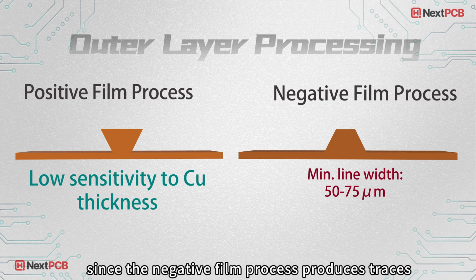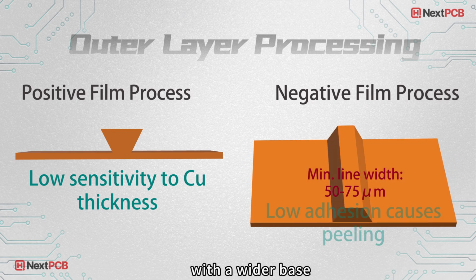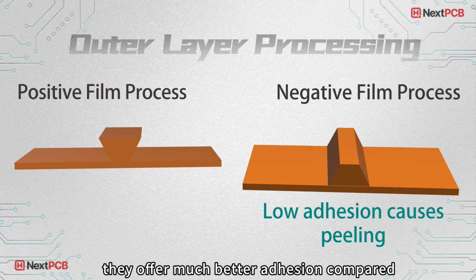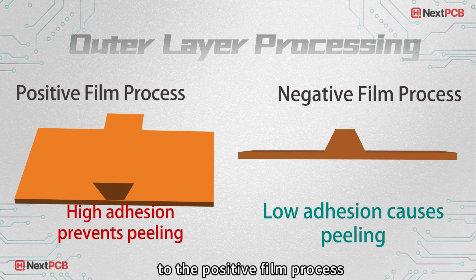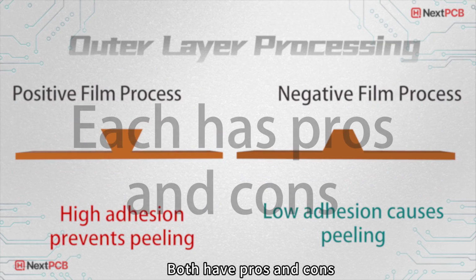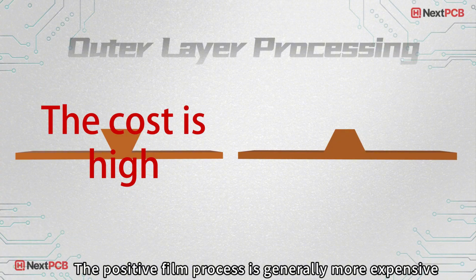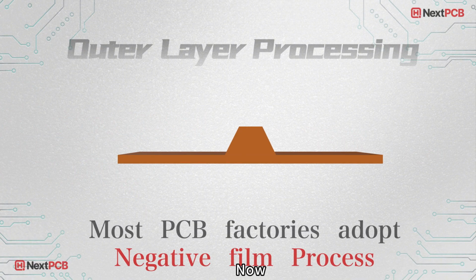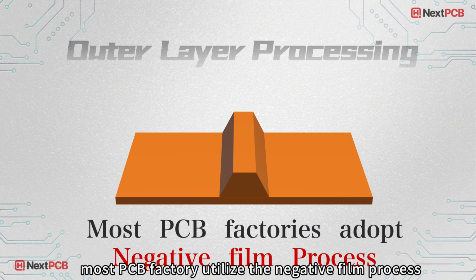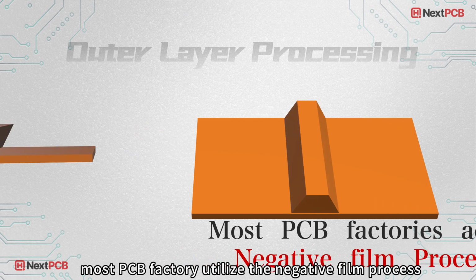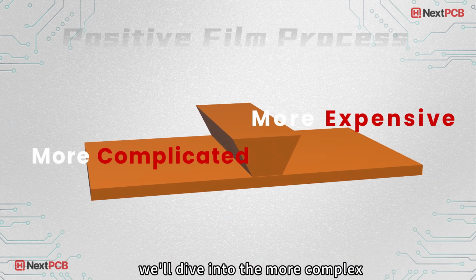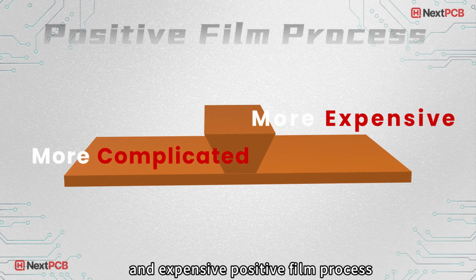However, since the negative film process produces traces with a wider base, they offer much better adhesion compared to the positive film process. Both have pros and cons. The positive film process is generally more expensive. Now, most PCB factories utilize the negative film process. But today, we'll dive into the more complex and expensive positive film process.